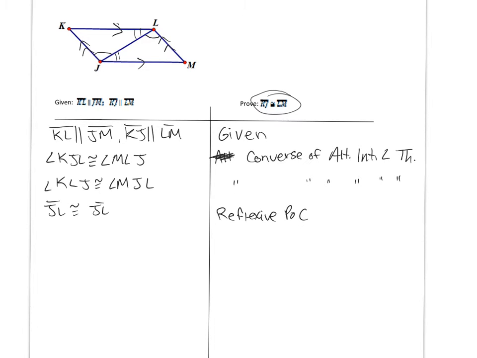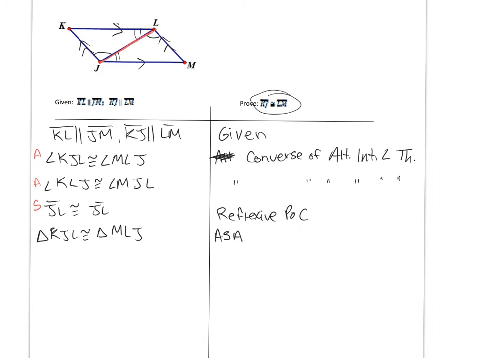Well, that's right here, two angles and a side. I look and this side touches both of the angles and both the triangles. So my triangles are congruent. Triangle KJL is congruent to triangle MLJ. They're congruent by angle, side, angle, because the side touches both the angles.